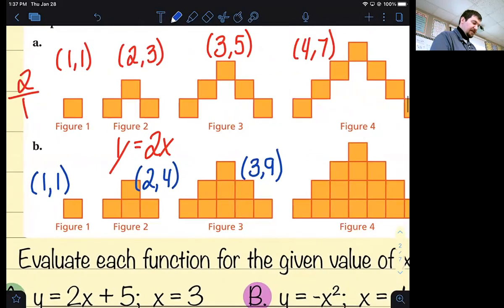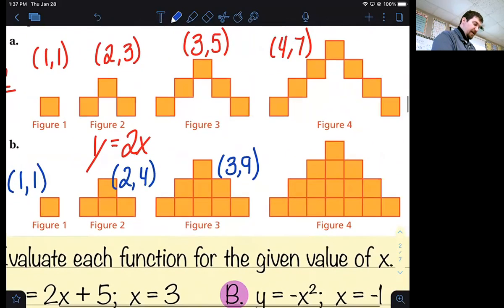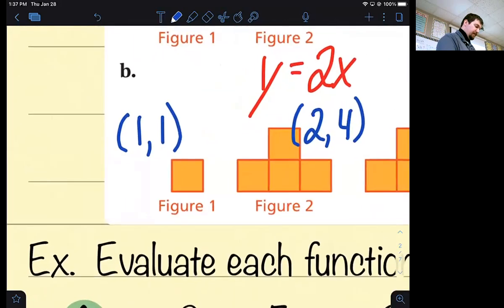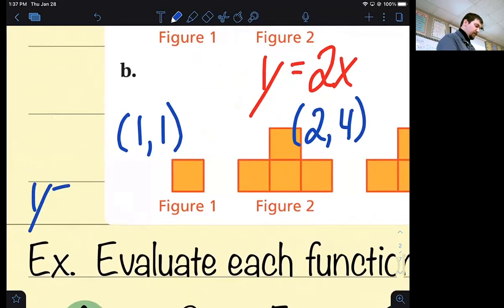Let's go ahead and finish the last one. Maybe this might help some of you. In figure 4, what is the area? 16. Okay. All right. So here's your job. I need an equation of that function.